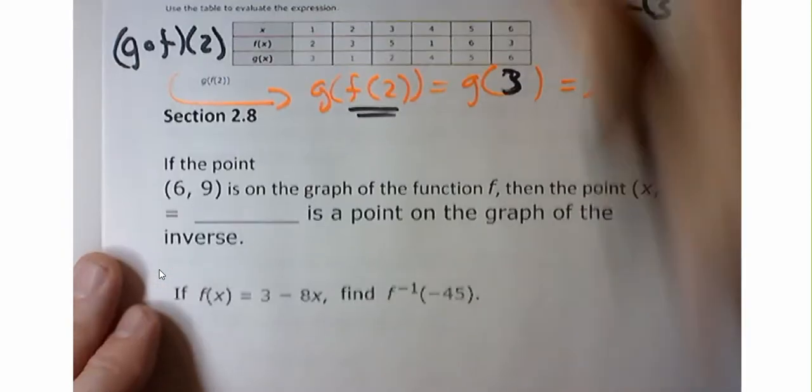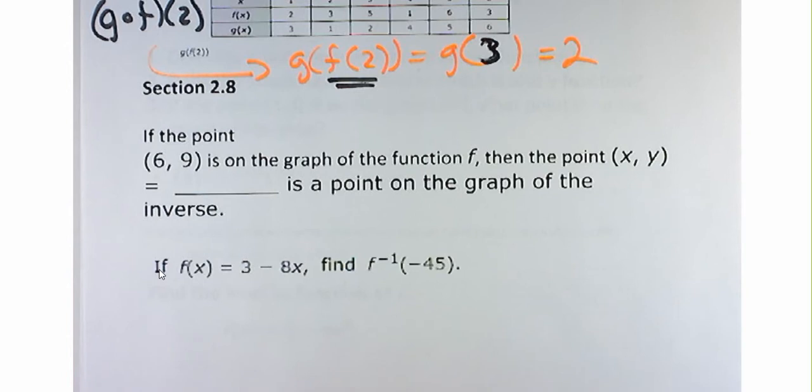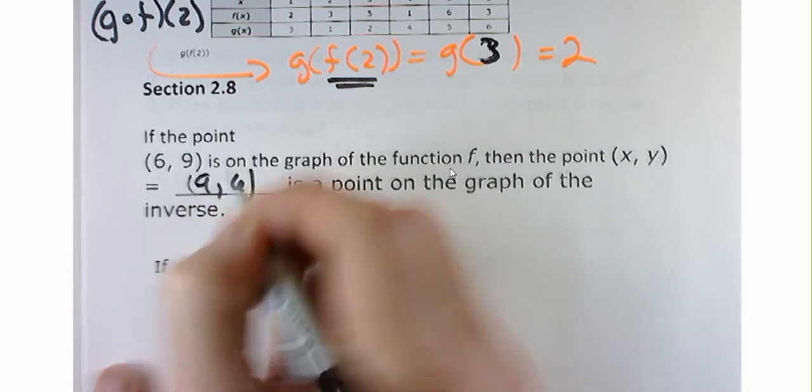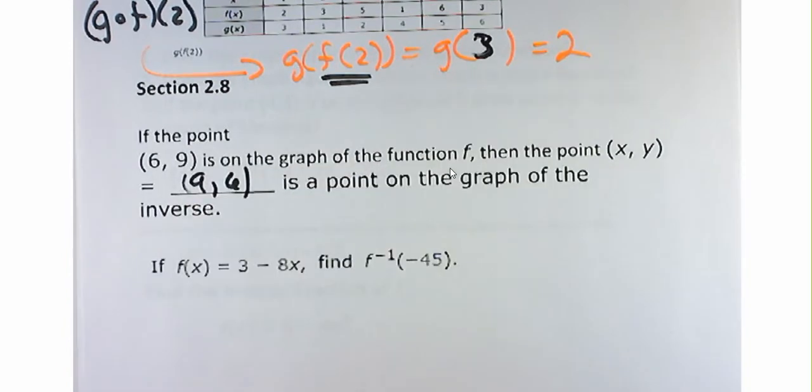Let's move on to section 2.8. Here's a nice one. It's a very friendly one. If (6, 9) is on the graph for the function f, then what point is on the graph of the inverse? Remember that one? (9, 6). What do you think? Can you give it some love? Yeah. That was easy. That should be a giveaway on an exam.